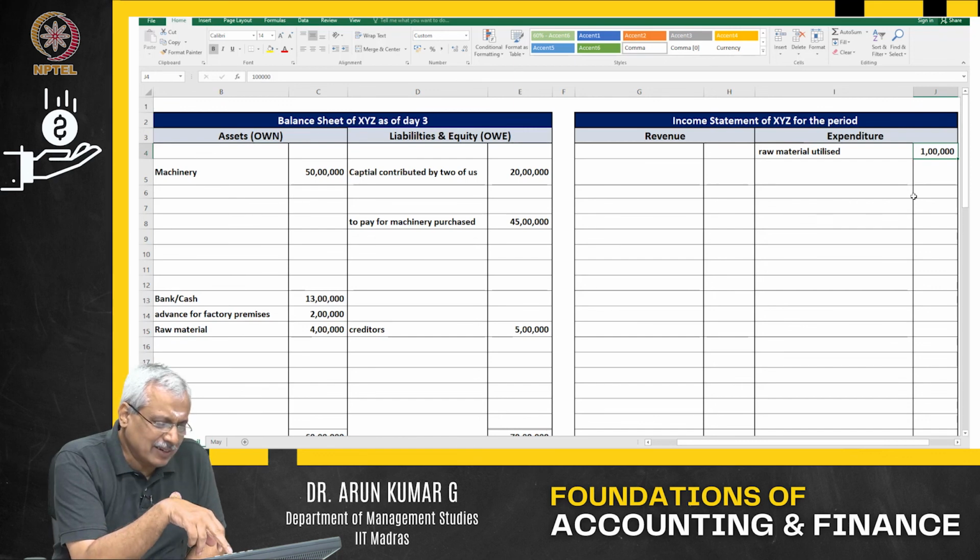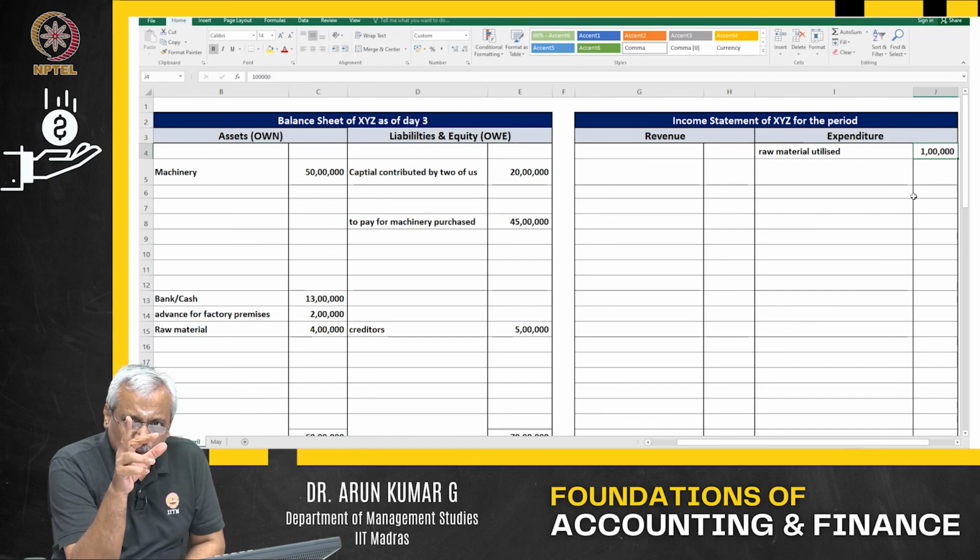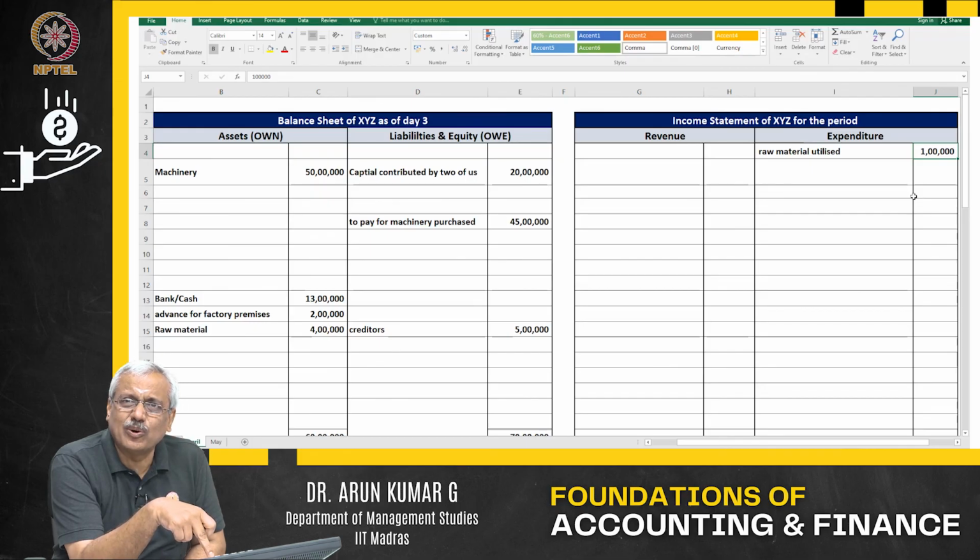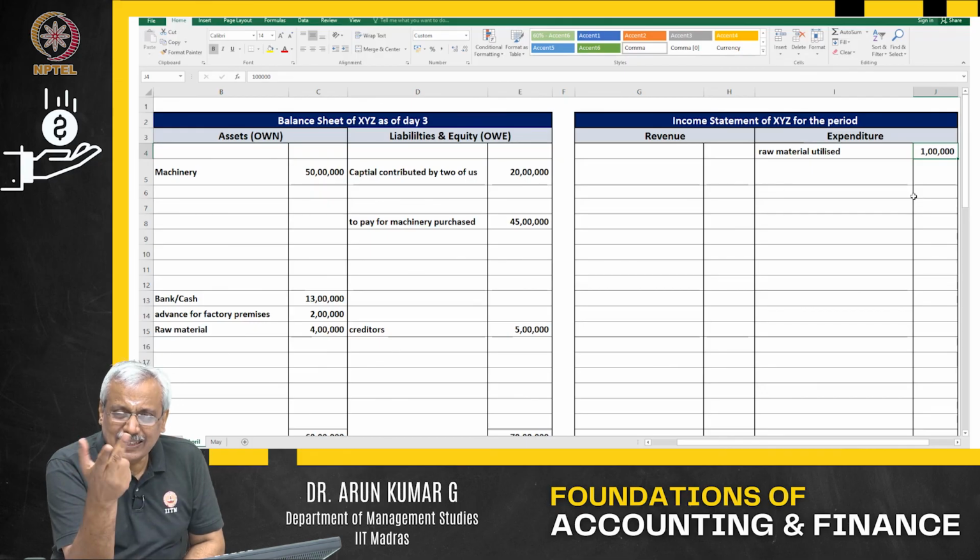Next, once I have utilized what I own, it has dropped from 5 lakhs to 4 lakhs. Once I have utilized it, it becomes my expenditure.